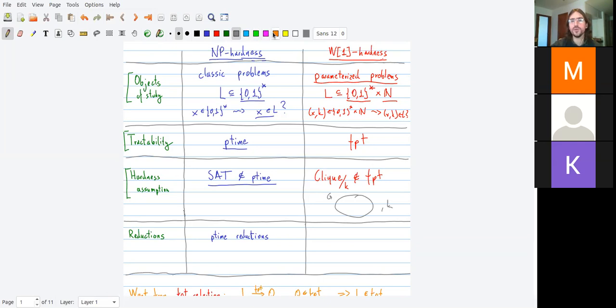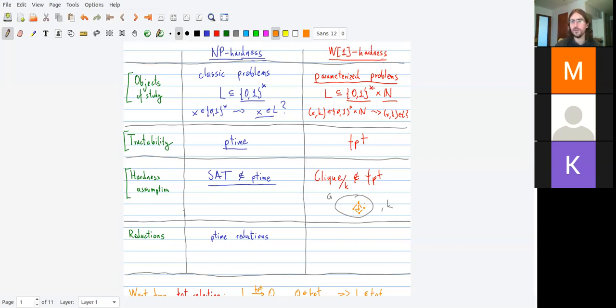And the question is whether in this graph you can find k pairwise adjacent vertices. Yeah, so a clique of size k. So obviously this problem can be solved in running time n to the power k, so in XP time. However, we do not know of any FPT algorithm, and this is our base assumption for the complexity theory for parameterized complexity, that this problem cannot be solved in fixed parameter time.